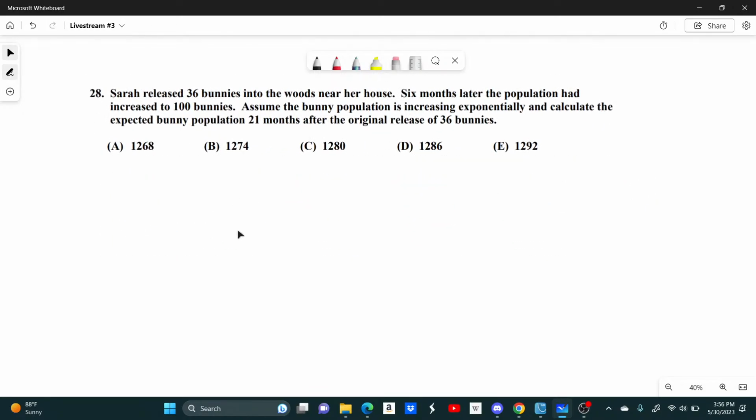Alright, Sarah released 36 bunnies into the woods near her house. 6 months later, the population had increased to 100 bunnies. Assume the bunny population is increasing exponentially and calculate the expected bunny population 21 months after the original release of 36 bunnies. Okay, so we have a little bit of information here.